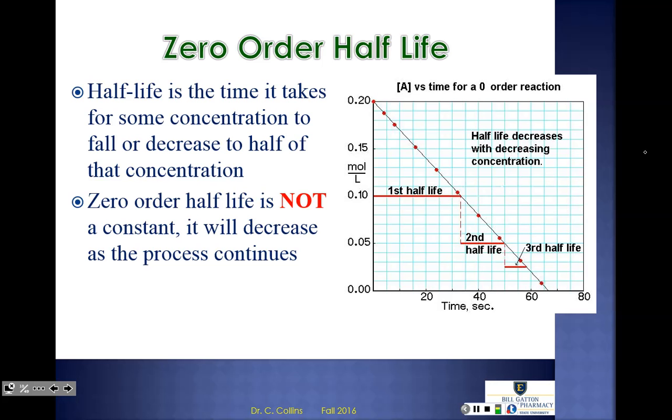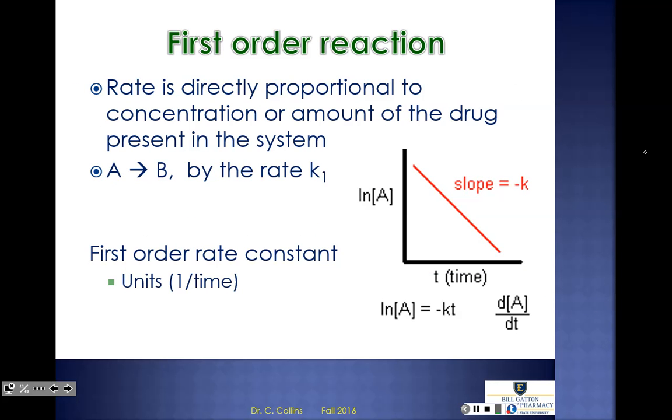So this is another way to determine a zero-order reaction, if half-life is not a constant. Half-life will actually decrease as the reaction or process proceeds. Unlike a first-order reaction, where the rate is proportional to the concentration, so my rate equation is dA/dt equal to minus kA. The units of a first-order rate constant are reciprocal time, so we don't see concentration in there.